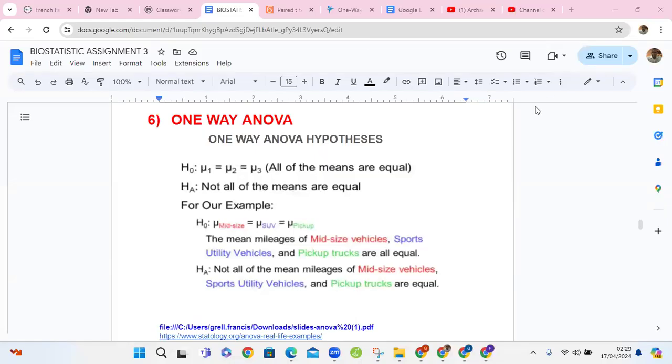One-way ANOVA. One-way ANOVA hypothesis. Here you have the null, which is always saying all the means are equal, and the alternative is saying not all the means are equal. Okay, so let's take a look at when to apply the one-way ANOVA.